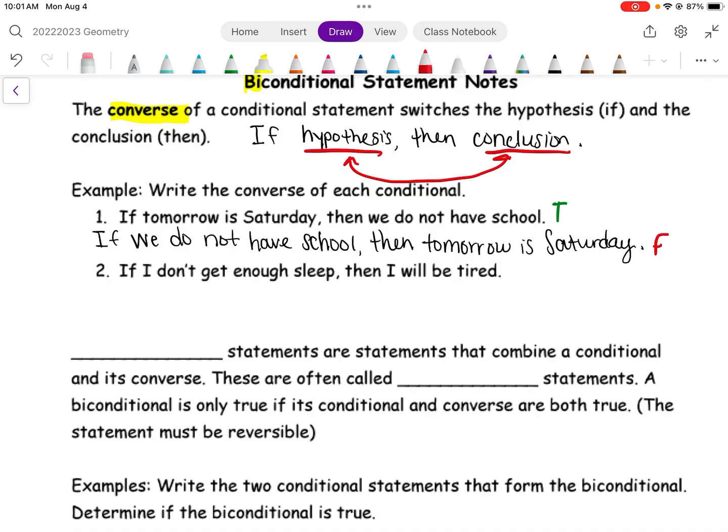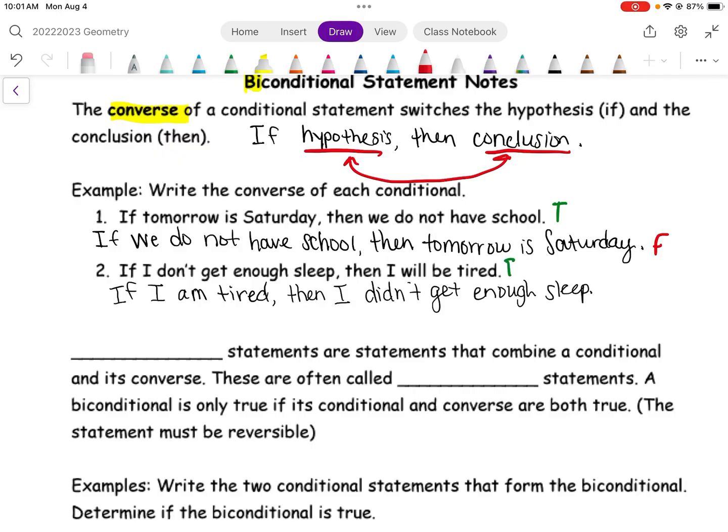Number two, if I don't get enough sleep, then I will be tired. Usually that's what happens, yes. So if I switch this around and say, if I am tired, and remember you can change the wording just a little bit to make your sentence make sense, if I am tired, then I didn't get enough sleep.